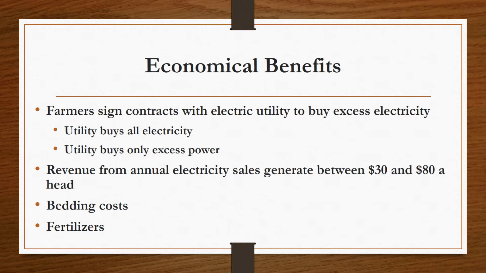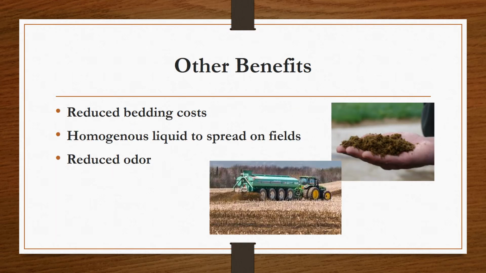Another thing that would offset costs for farmers is they could be decreasing their bedding costs and buying sawdust because they could be using the digestate that's left over from this process, and they'd still be using less fertilizers as they can still spread manure on their fields. So there's already that nitrogen and phosphorus in the manure, and they might not need to use as many commercial fertilizers so long as they can still utilize the manure on the fields.